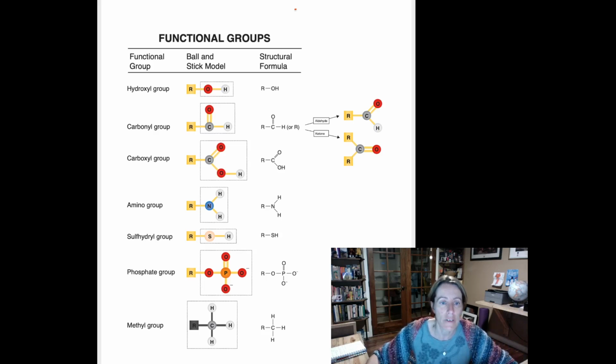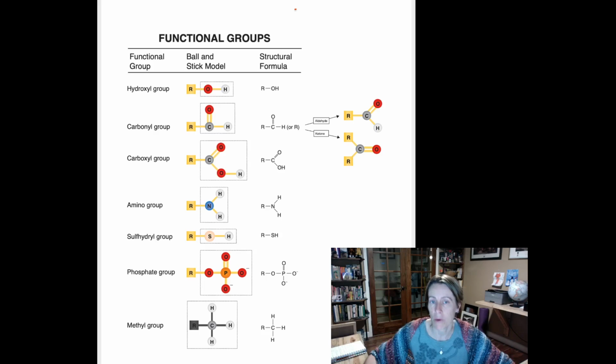So there's a list here of about 7 of them that are pretty common that you're going to see over and over. And what you need to do is to be able to learn the name. So we've got hydroxyl, carbonyl, carboxyl, amino, sulfhydryl, phosphate, and methyl. So those are our main functional groups. You need to be able to know the name and spell the name, and they do look kind of funky, I get that. And then you need to be able to draw them out.